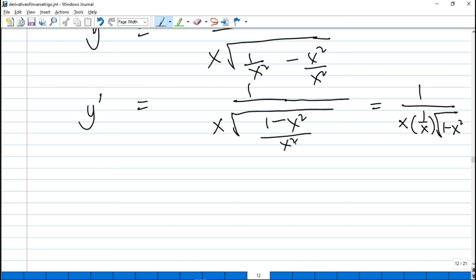So linabas lang natin yung square root ng 1 over x squared to further simplify the inside expression on this radical sign. So this becomes y prime equals, so 1 all over the square root of 1 minus x squared. So that is, cancel na yung x dito. That is the final answer for this particular problem.